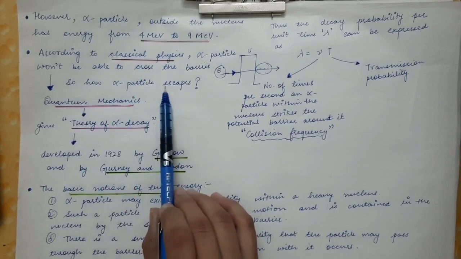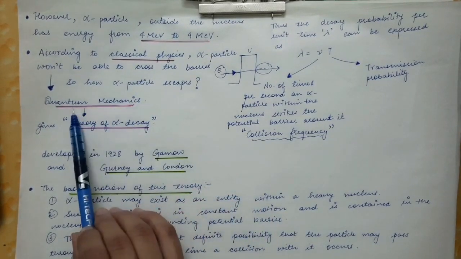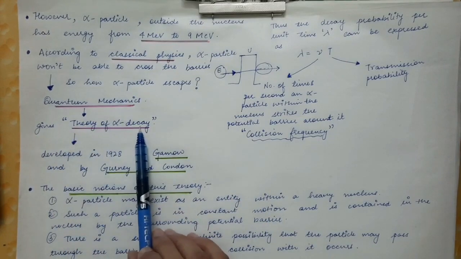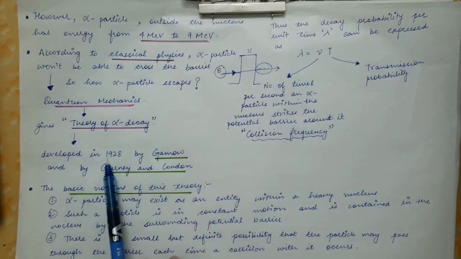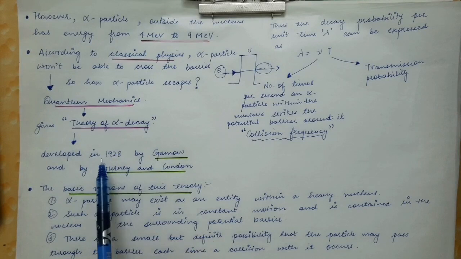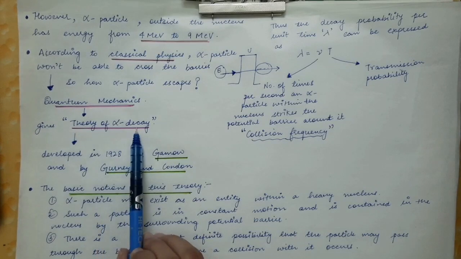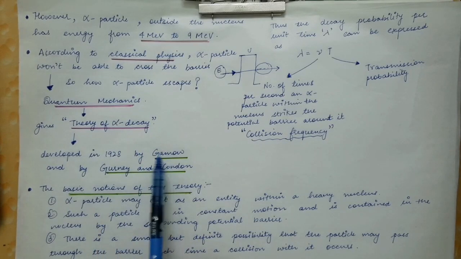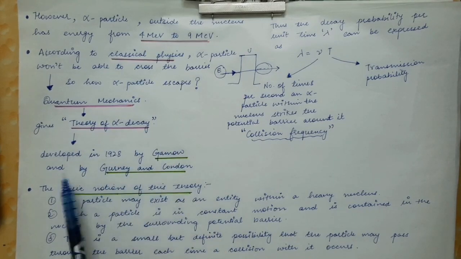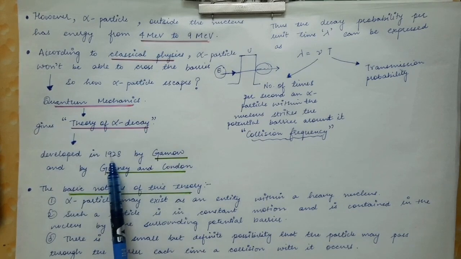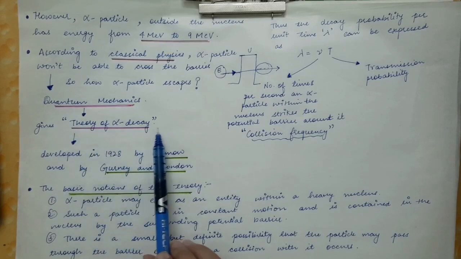So how does the alpha particle actually escape? This theory was given by quantum mechanics, which gives the theory of alpha decay. This theory is a very important topic. It was developed in 1928 by Gamow, and is also called the Gamow theory of alpha decay. It was developed by Gamow and by Gurney and Condon in 1928, and it is generally called the Gamow theory of alpha decay.